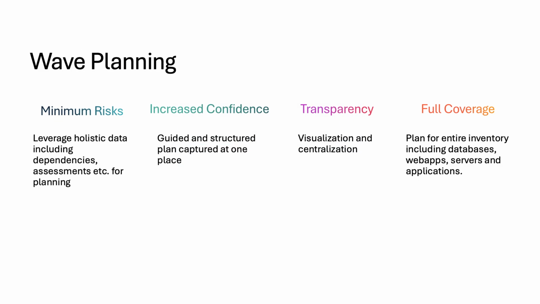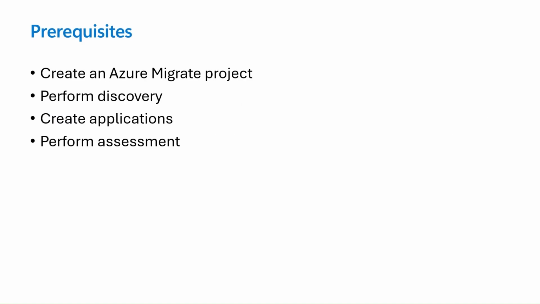Wave planning in Azure Migrate helps you plan your large migration in batches called waves, enabling you to identify quick wins, handle dependency risks, and reduce migration uncertainty. Wave planning supports planning of your entire inventory in Azure Migrate project, including servers, databases, and web apps in an application-centric approach. Before wave planning, ensure that you create an Azure Migrate project.